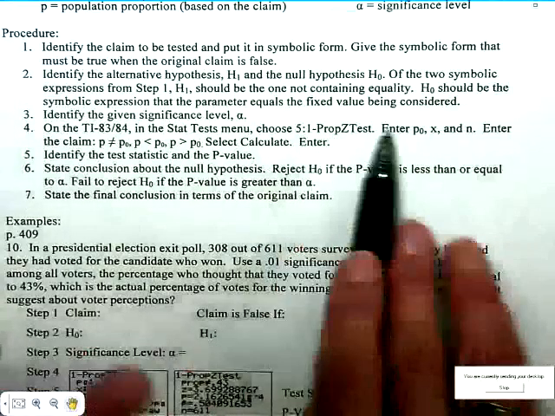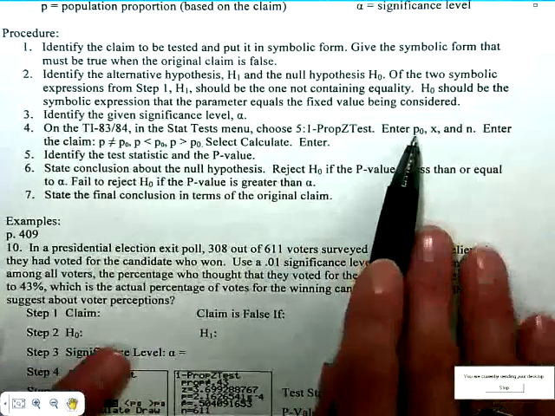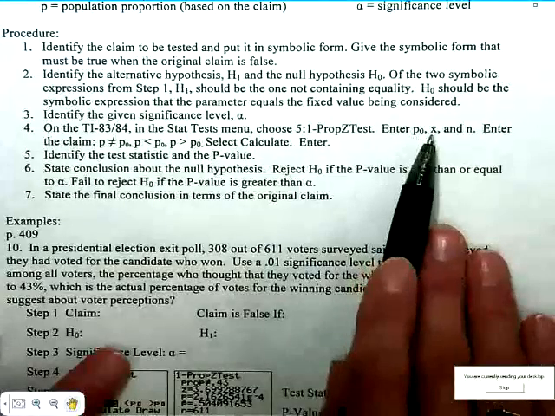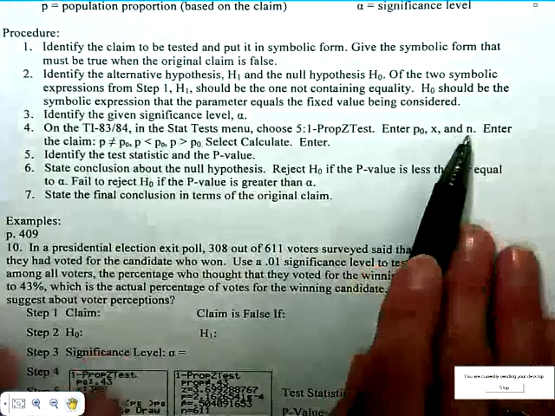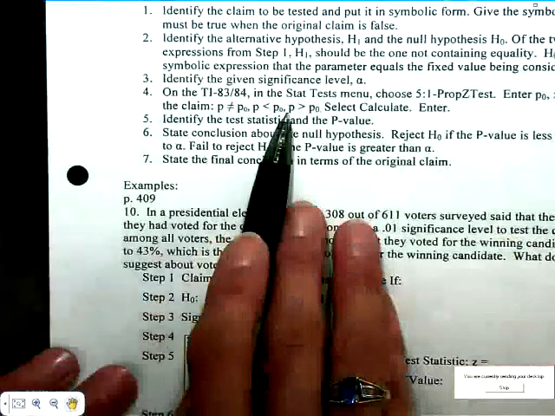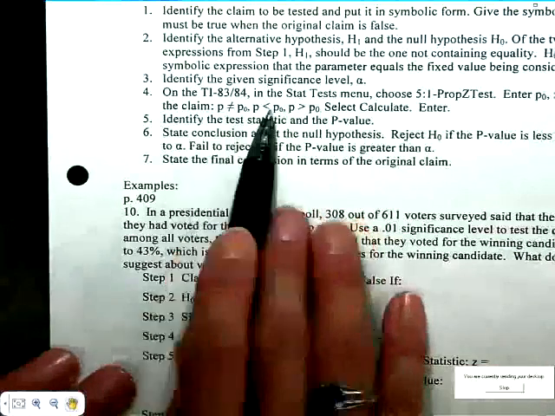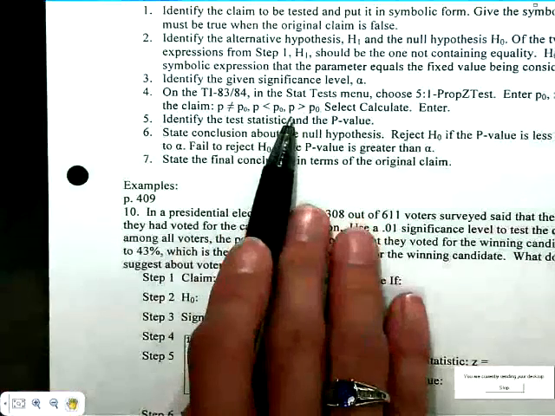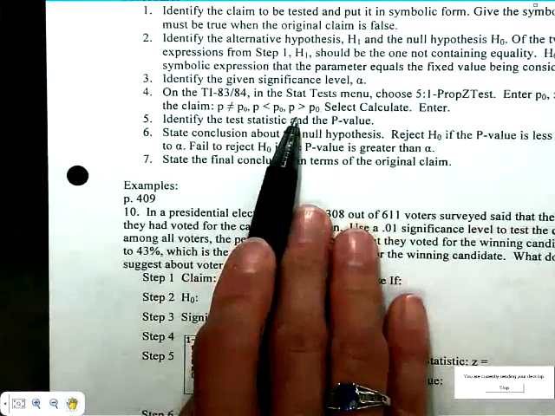You have to enter the P sub 0, which is the quantity in the claim, the proportion in the claim. X is the number of successes out of N trials. Then you have to choose either not equal to, less than, or greater than. That's based on your alternate hypothesis. You pick the symbol that's in your alternate hypothesis so that the calculator knows whether you're doing a left tail, a right tail, or a two-tail test.